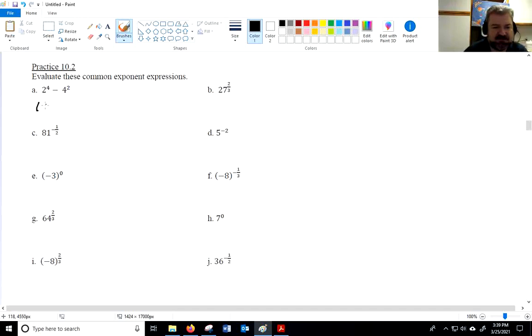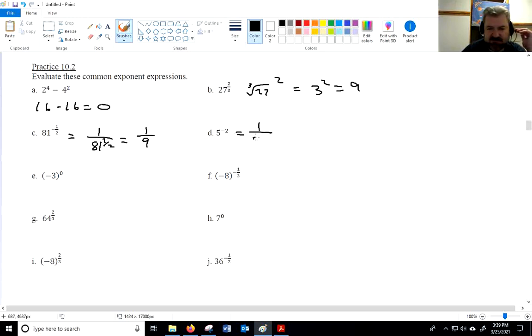2 to the 4th is 16. 4 to the 2nd is also 16, so that is 0. 27 to the 2/3 power means we're going to take the cube root of 27, and then we're going to square it. The cube root of 27 is 3, and 3 squared is 9. All right, this is an 81 to the negative 1/2, so it's 1 over 81 to the 1/2. I know they don't show up that well. The square root, that's what that means. So square root of 81 is 9. So this is 1/9. 5 to the negative 2 is 1 over 5 to the second, or 1 over 25.